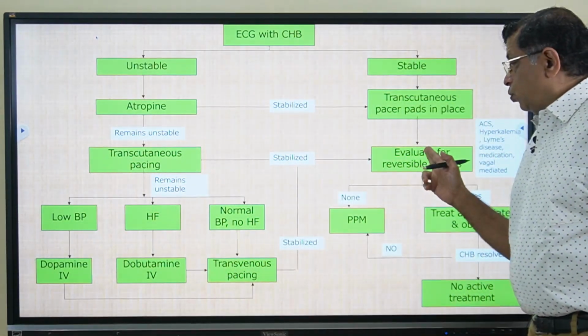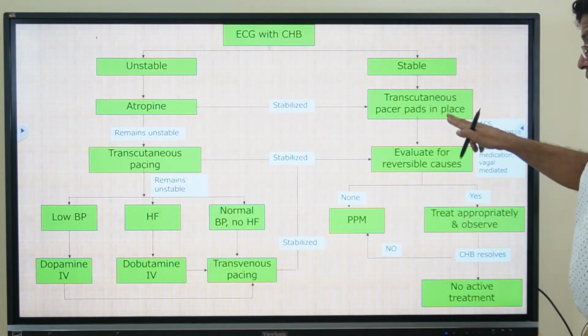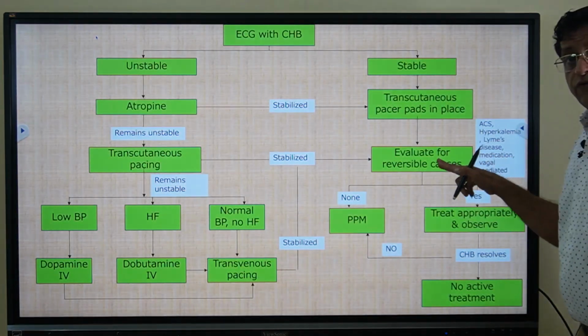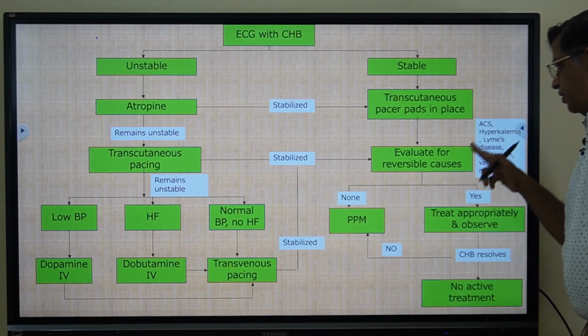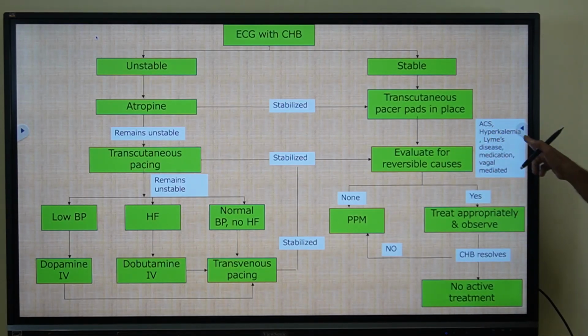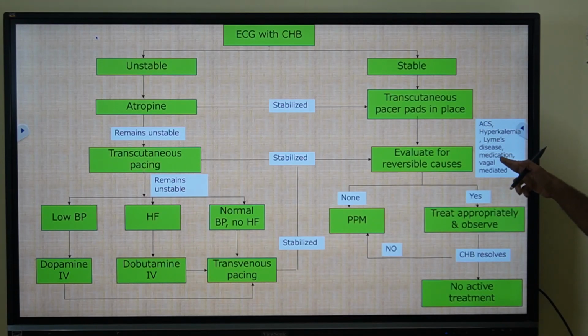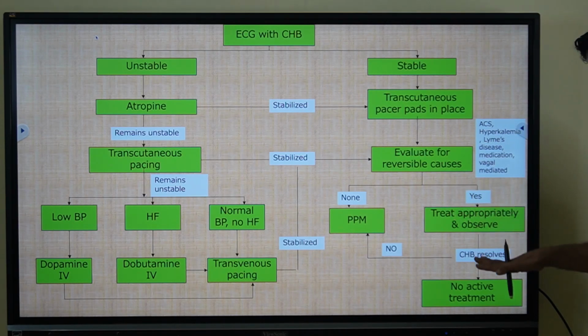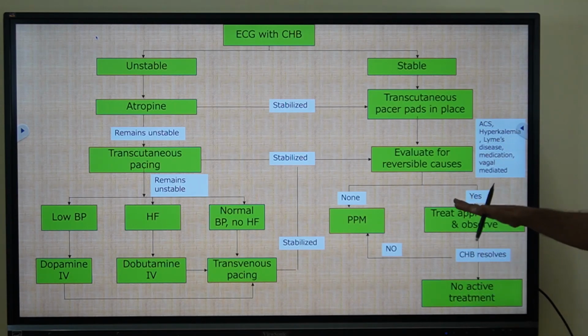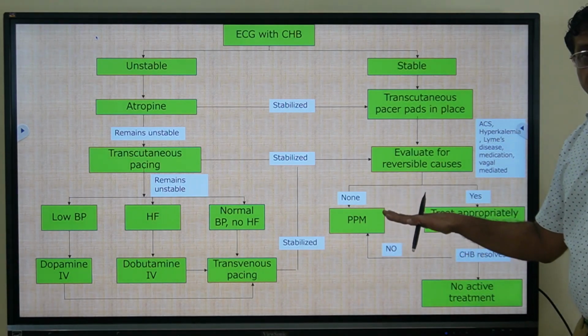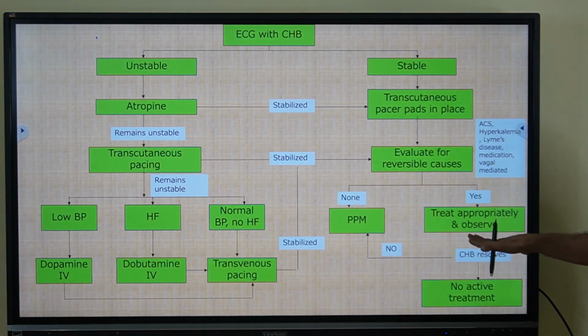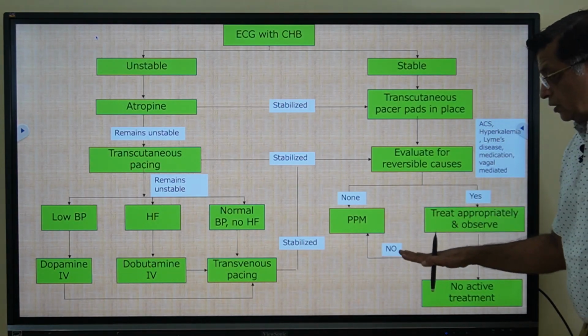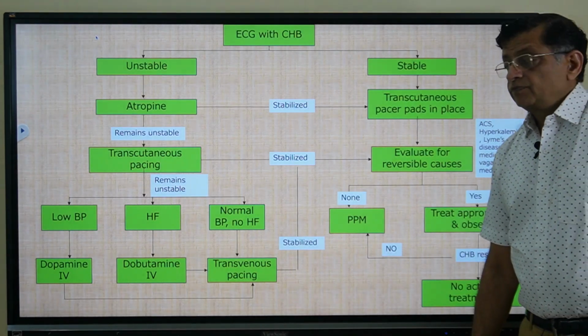and stabilize the patient. When the patient is stabilized, then you have to evaluate for reversible causes like acute coronary syndrome or hyperkalemia, Lyme's disease, any medication or vagally mediated. If you find some reversible cause, then treat appropriately and observe. If the CHB improves, no further treatment is required. But if you do not find any reversible cause, or after treatment of the reversible cause the CHB does not resolve, then the treatment is permanent pacemaker.